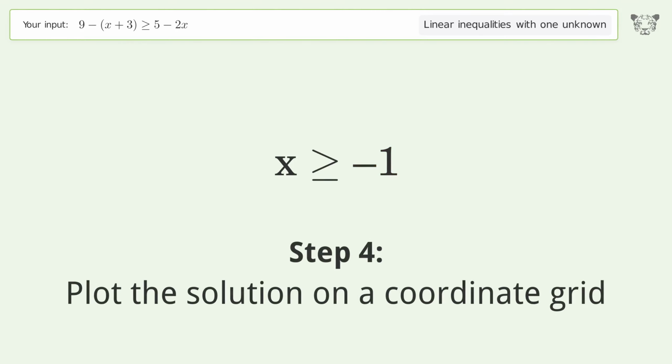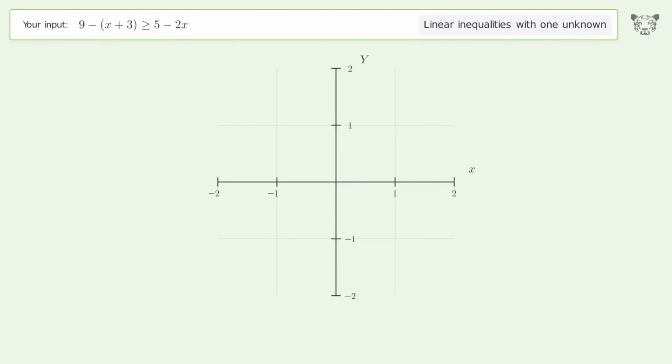Plot the solution on a coordinate grid. And so the final result is x equal or greater than -1.